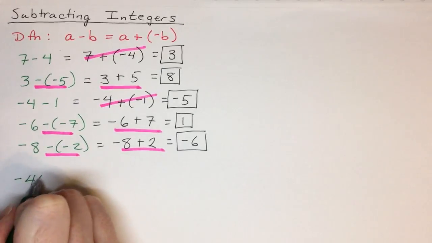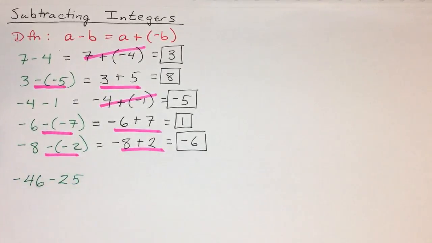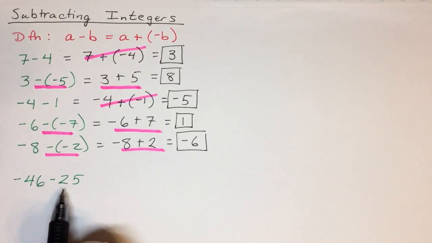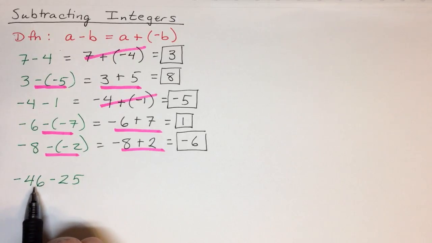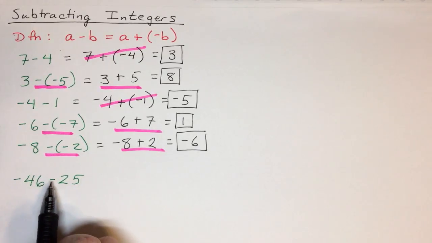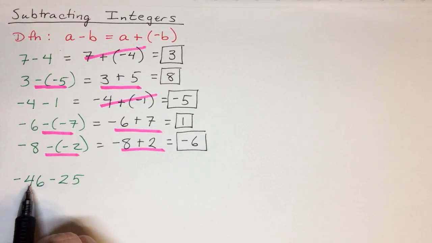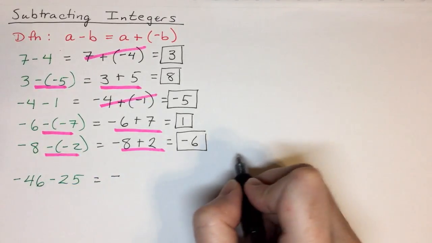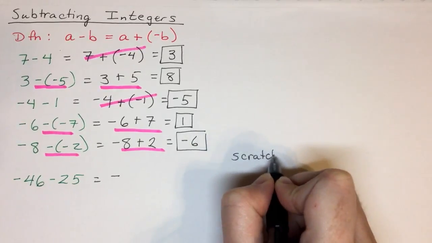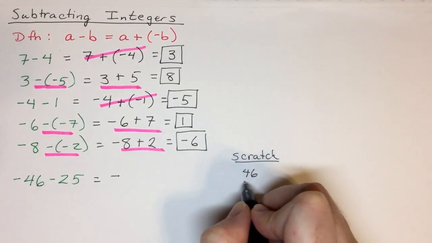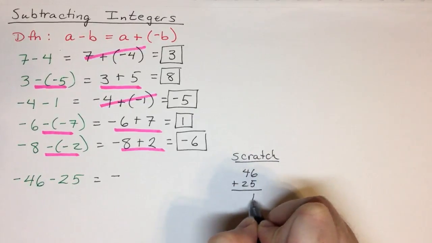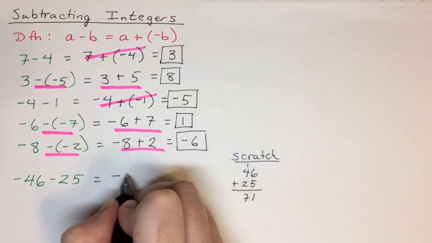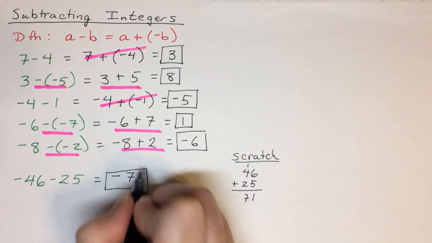So if I have negative 46 minus 25, is this one I'll need to rewrite? Well, no, I don't have parentheses. So I'm going to see this as a negative 46 plus a negative 25, and I'll take that sign as part of that number. So I owe 46 and I owe 25. I'm getting deeper into debt, and I'll do my scratch work to the side. 46 and 25, and I'm adding those. Negative 71.